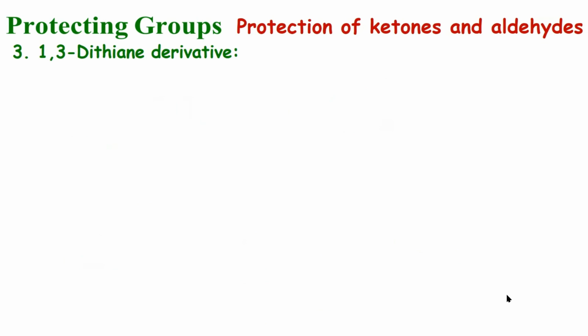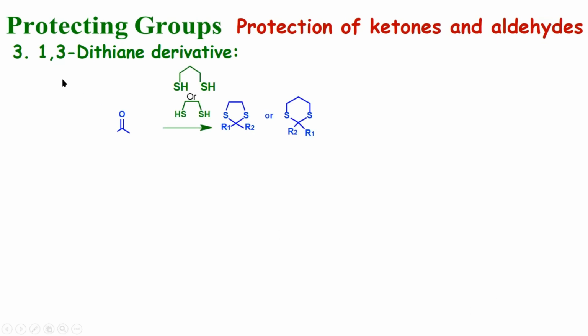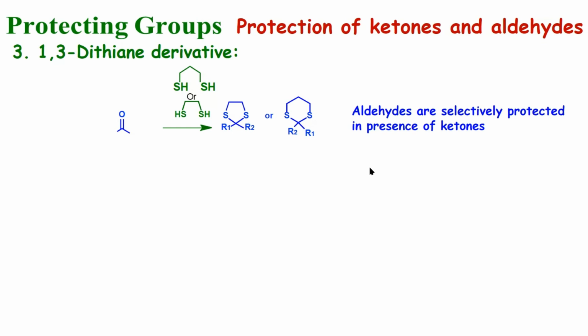We can also protect the aldehydes and ketones by forming 1,3-dithiane derivatives. For obtaining this 1,3-dithiane derivative, I'll take a ketone or an aldehyde and treat with 1,2-dithiols or 1,3-dithiols, and we will get the corresponding dithiolanes and dithianes. That's why they are generally called dithianes.